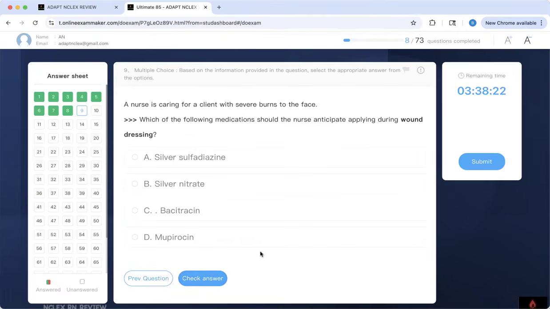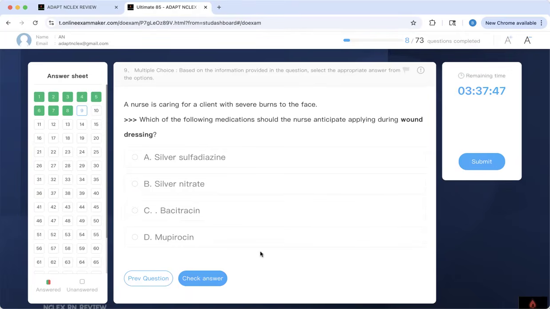A nurse is caring for a client with a severe burn to the face. Which of the following medications should the nurse anticipate applying during wound dressing? Silvadine, silver nitrate, bacitracin, mupirocin. What do you think? Which burn medication do you use on the face? This is the NCLEX trap. Stop the video. I want you to write this down. If you get this wrong, it's okay, but I got you.